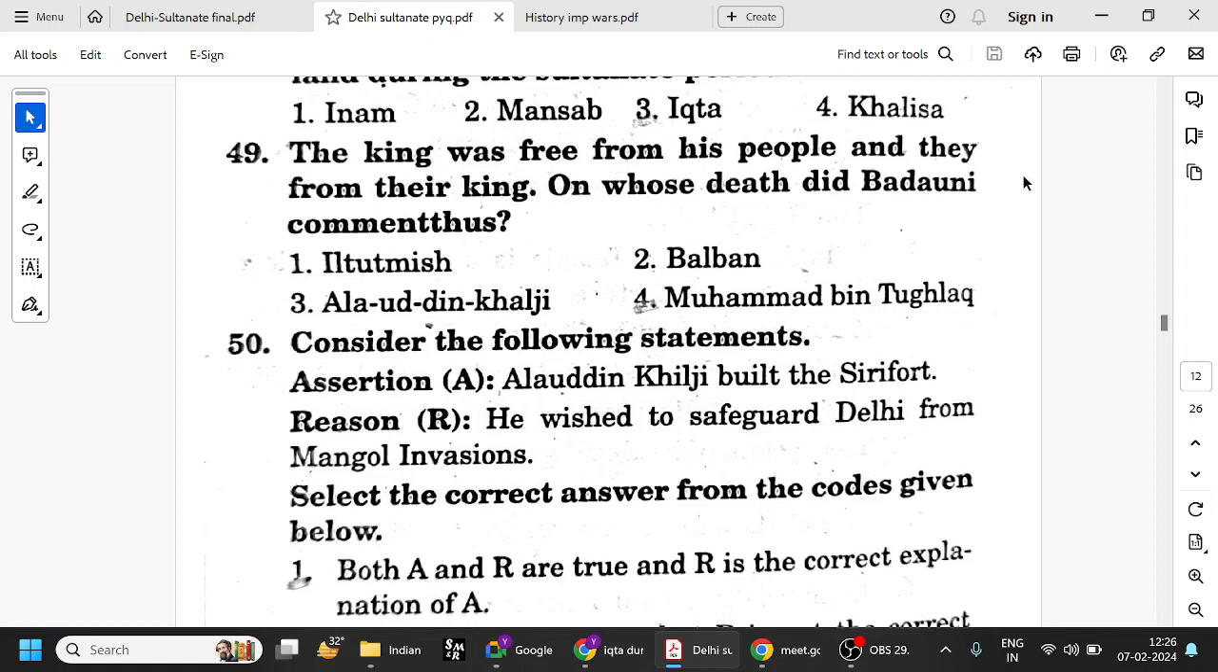Okay, and it was said by Badauni. Even that is also important. Badauni said the king was free from his people and they are free from their king because of the various reforms which Muhammad bin Tughlaq had taken. Okay, what is that?